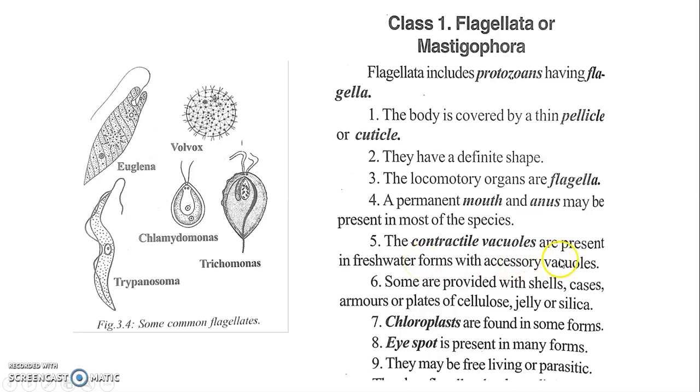Contractile vacuoles are present in freshwater forms, with accessory vacuoles. Here, this Euglena has the contractile vacuole. This contractile vacuole helps in water balance, for osmoregulation. It controls the intracellular water balance. The excess water is removed through this contractile vacuole.